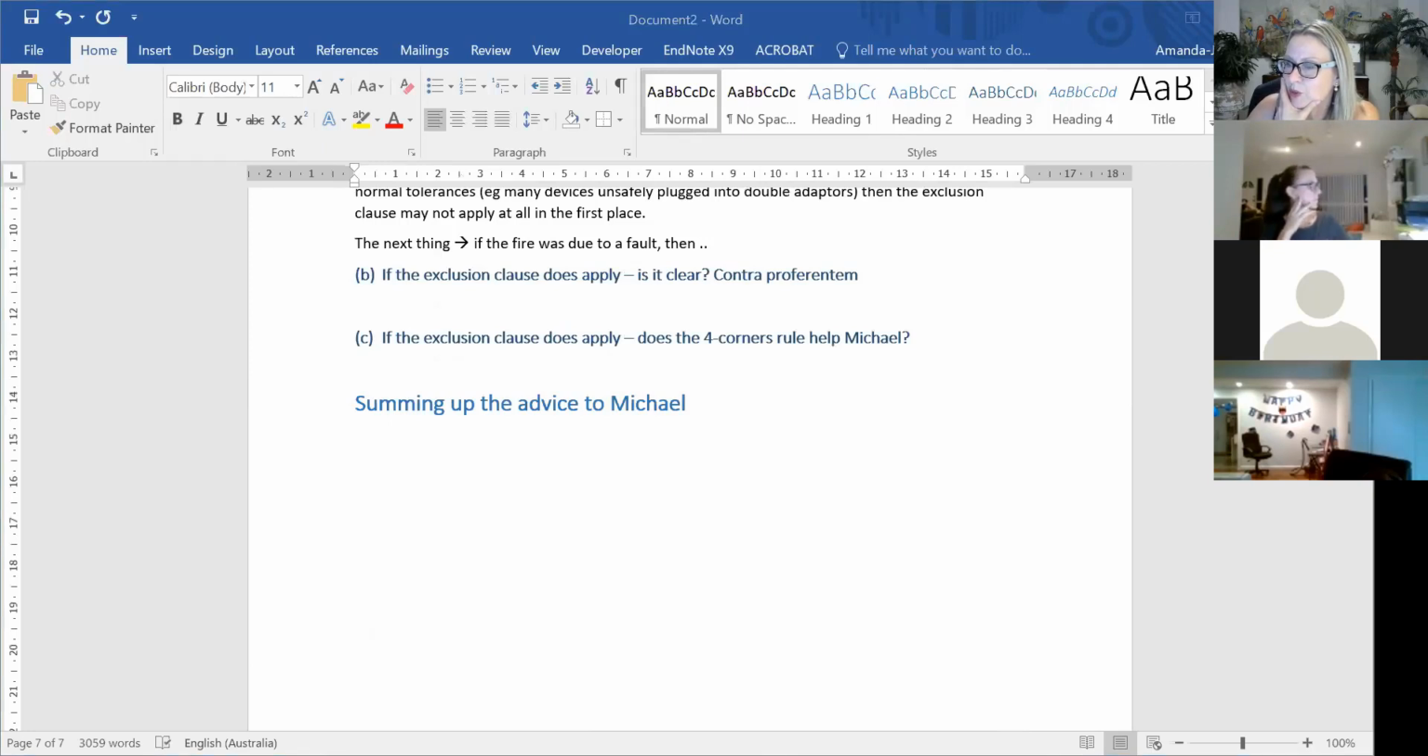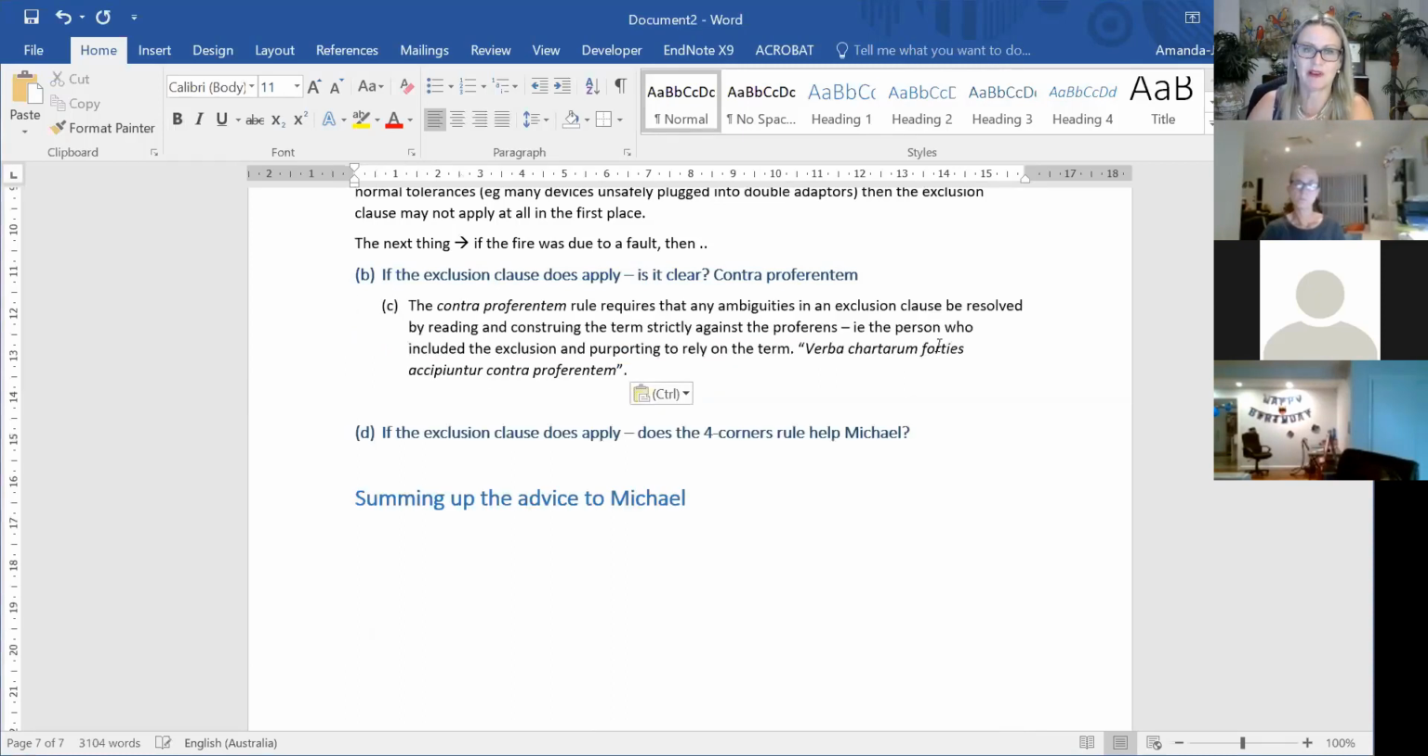Who can very briefly tell me what contra proferentum means? Yeah, so basically the clause will be read against the person who's going to profit from, or who's going to benefit from that interpretation. Nice. Yes. One slight addition I would pop in there.